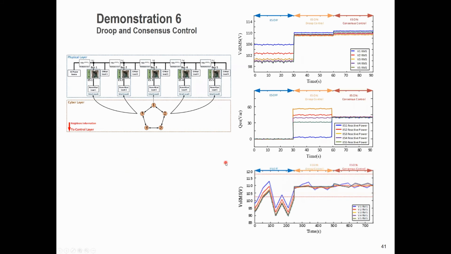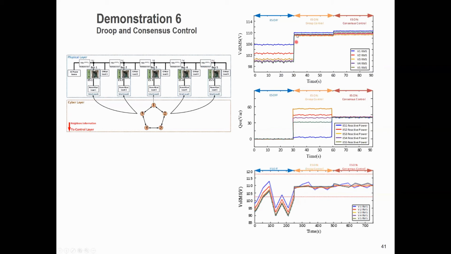We do not rule out the possibility of using consensus control or distributed control. Okay, so in normal situation, if the cyber layer is available, we also investigated the use of the distributed control. So here we compare the droop control and the consensus control. This is the voltage. In this case, we have 5 electric springs distributed along a distribution line. Before we activate the spring, say the voltage at different points are different along the distribution line.